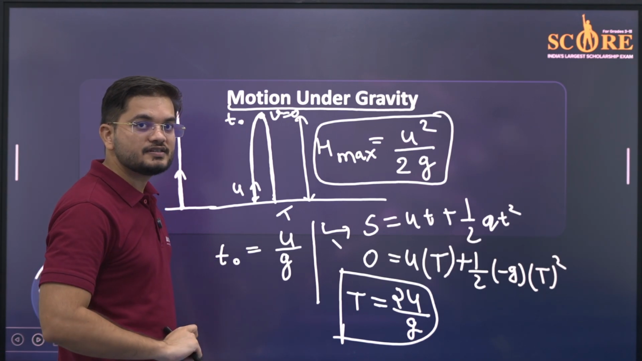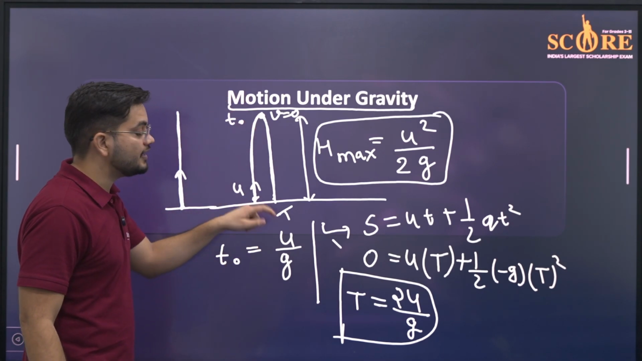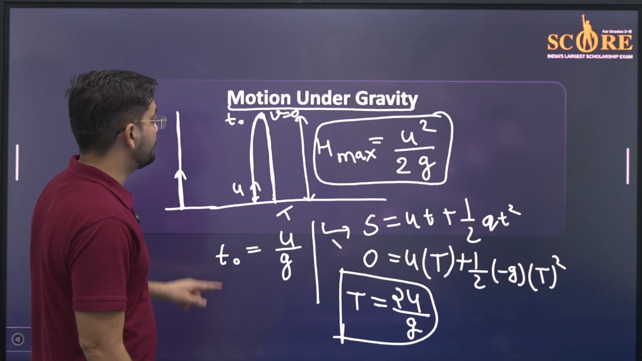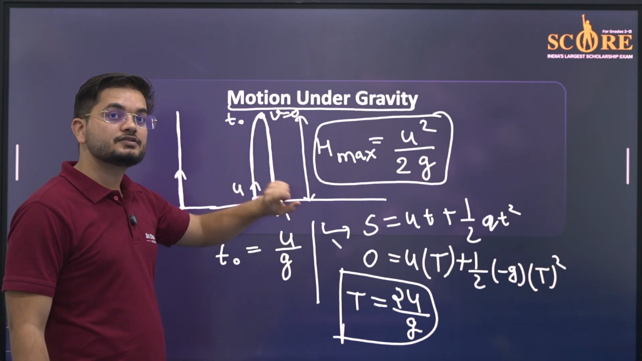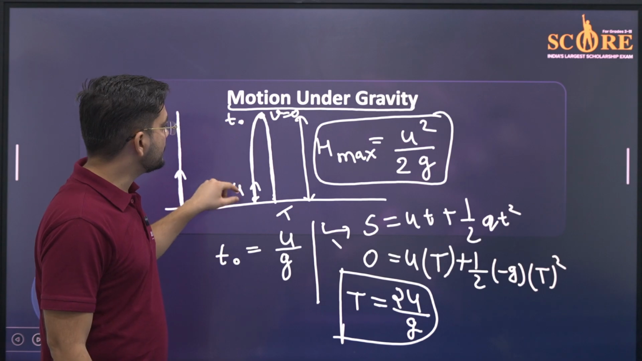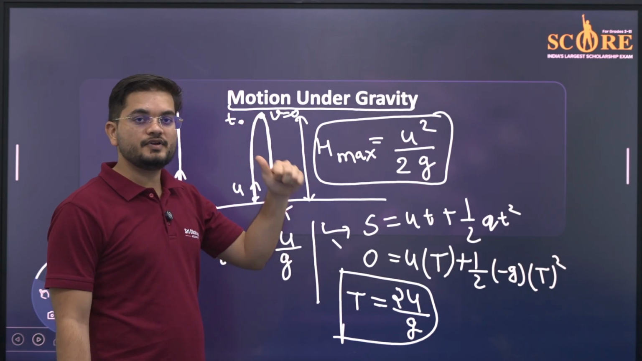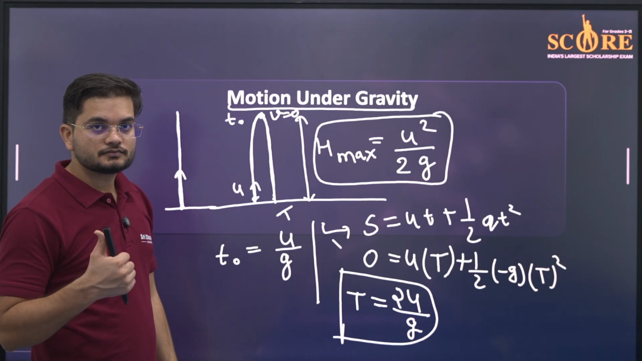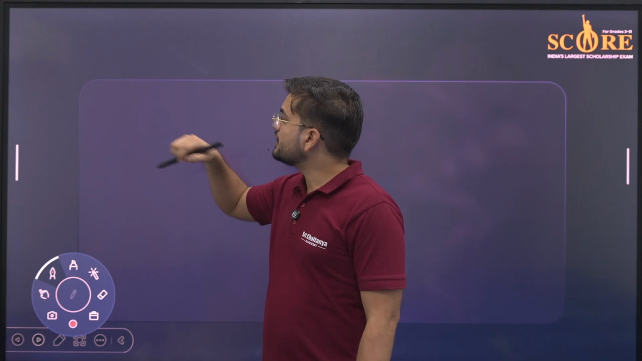Clear? Time of ascending and time of descending will be equal if gravity or acceleration is constant. If acceleration is not constant, then we cannot say the time of ascending and time of descending will be equal. Clear? Next is graph for motion under gravity.